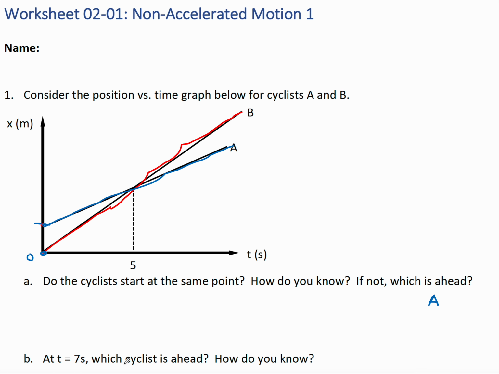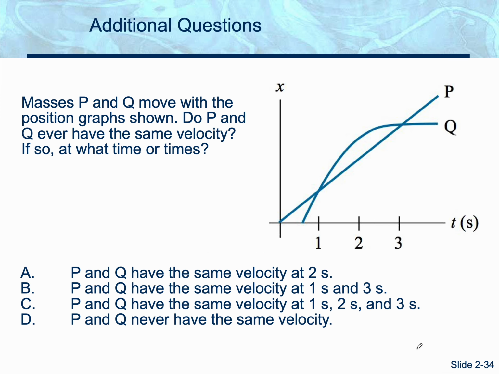At 7 seconds, which cyclist is ahead? Well, to answer that question, we need to look at about 7 seconds, probably somewhere right around here. And at this particular instant, who's ahead of the other one? Well, if you look at it, you can sort of see, oh yeah, cyclist B has a greater position than cyclist A. How do you know? They're simply further up the graph.